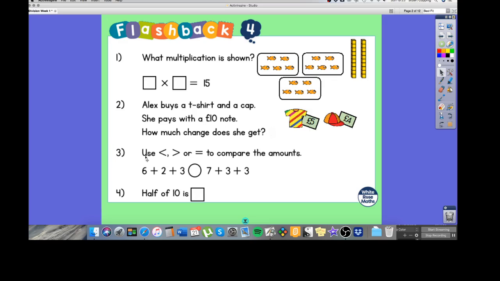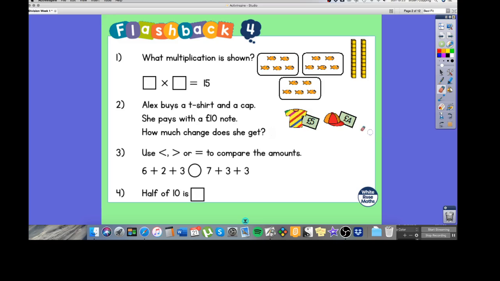Question number 3. Use less than, more than, or equal to compare these amounts. So you've got this amount here, which is the bigger one. And then half of 10 is what? Okay, so pause the video and go have a go at doing these questions. Go and get yourself some resources and then come back when I go through the answers. Off you go.